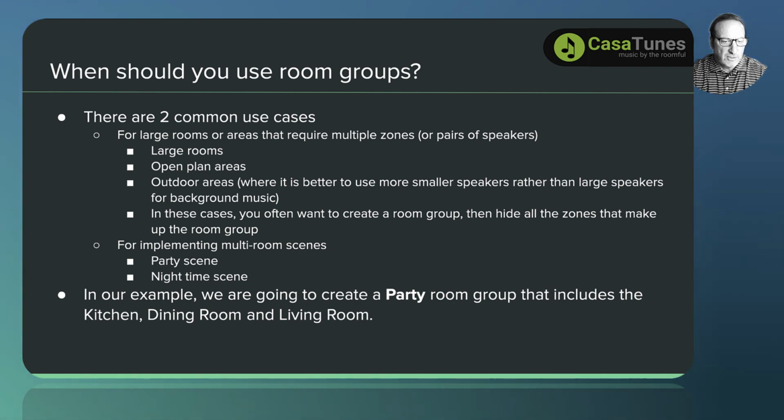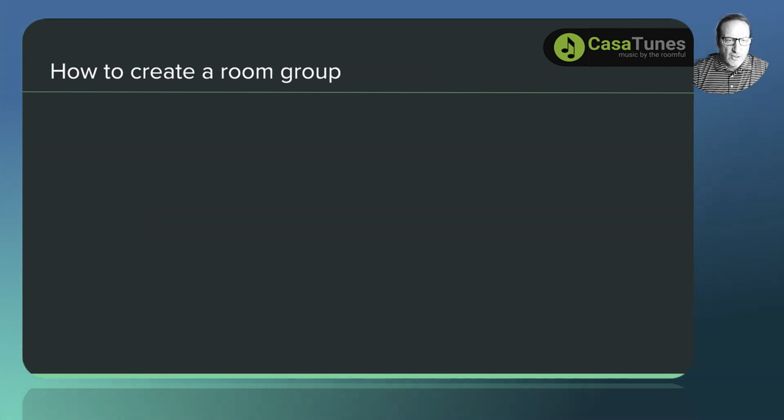And that's just going to include the kitchen, dining room, and living room. Okay, so the next question is, what's the best way to create a room group?